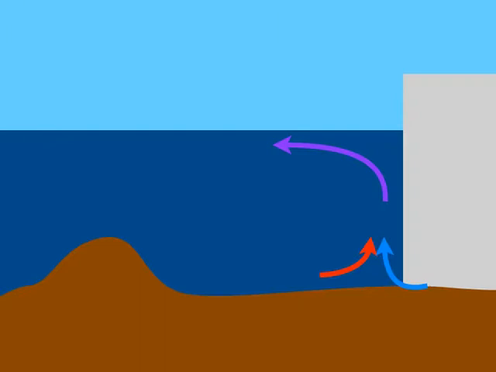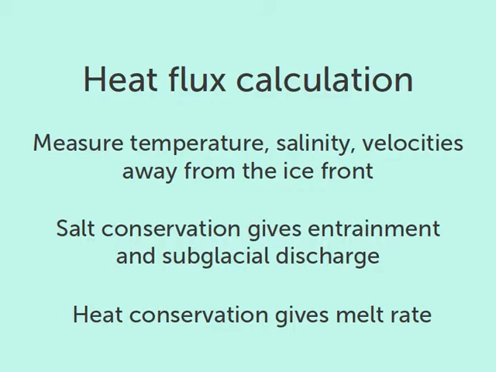This stuff is cold and fresh. This stuff is warm and salty. This stuff is buoyant, so it starts to rise. It entrains this stuff, and so we get warm water moving quickly up the front of the glacier, and that leads to melting. Now, in order to measure this, what we typically do is a heat flux calculation.